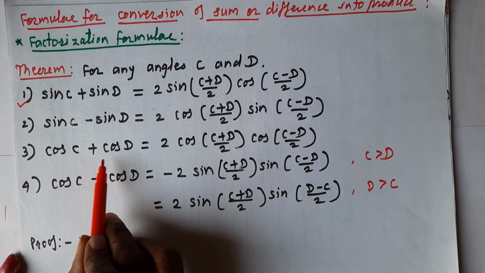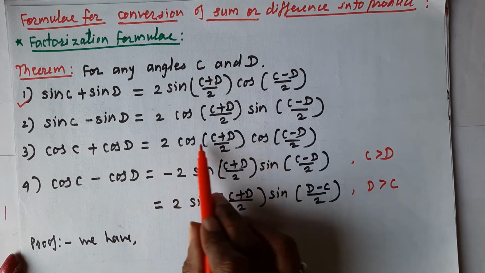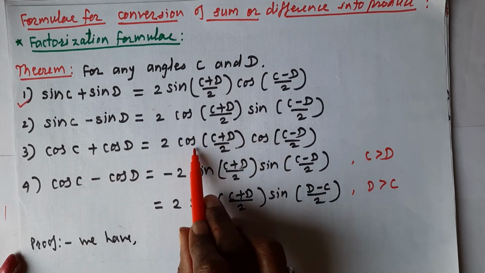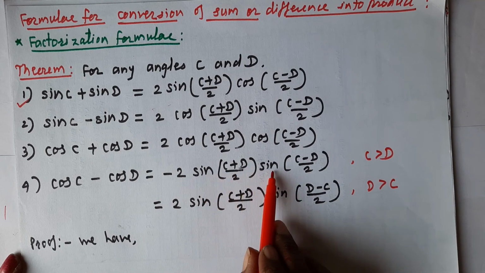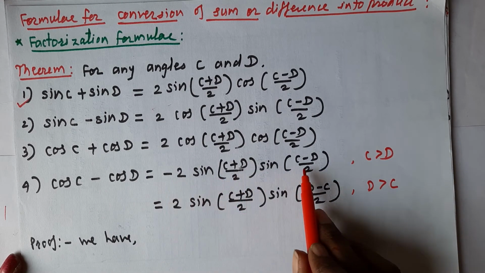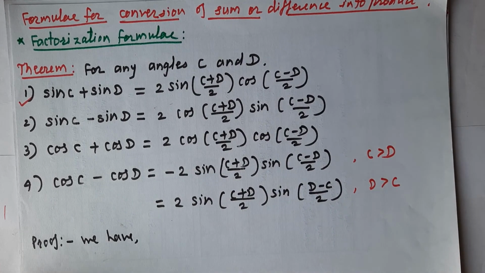And for cos, what happens here? Here is cos C plus cos D. If there is a plus sign, both are cos. And if there is a minus sign, both are sin. You take the minus sign if C is greater than D, and plus sign if D is greater than C. In this way, it is very easy to remember all these four formulae.